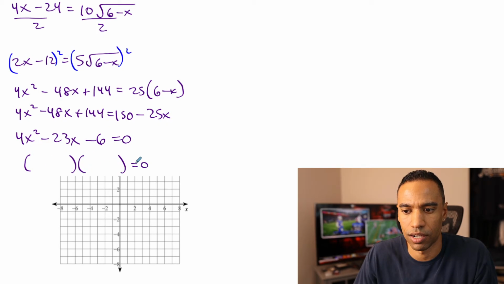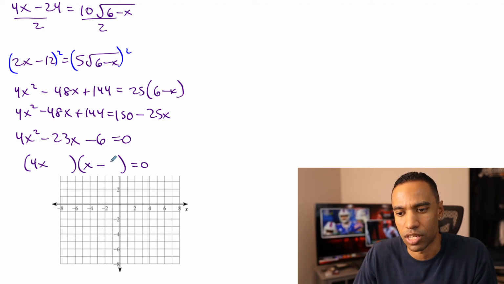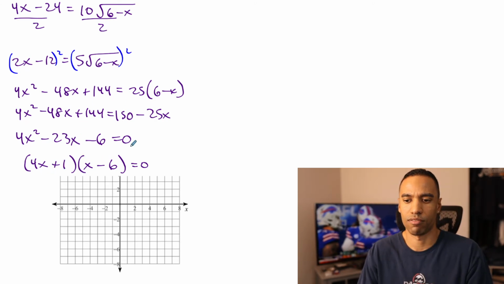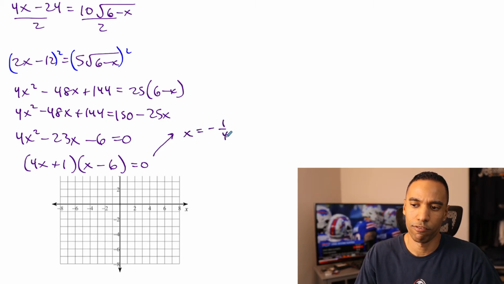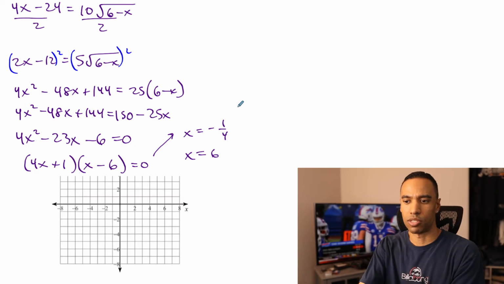Let's try it. 4x and x. Yeah, this does. Minus 6 and plus 1. Negative 24 plus 1 is negative 23. That works. So either x equals negative 1/4, subtract 1 divided by 4, or x equals 6. I've got to try these. I'm going to start with 6.